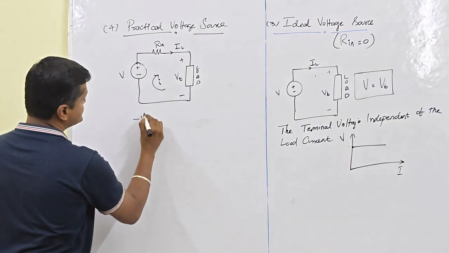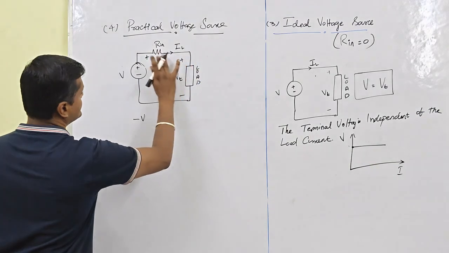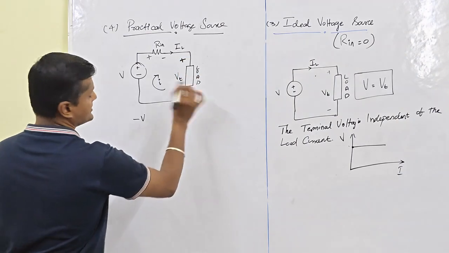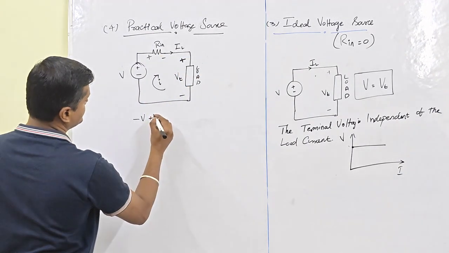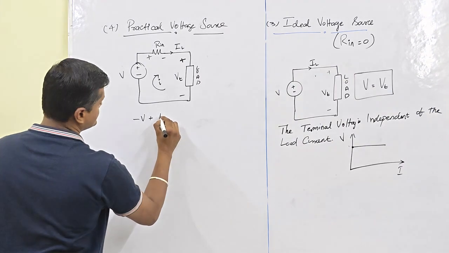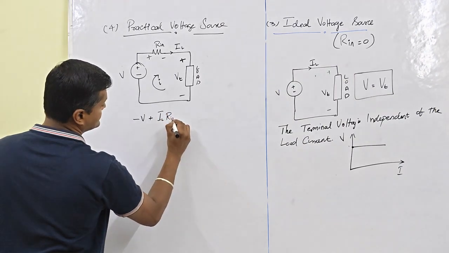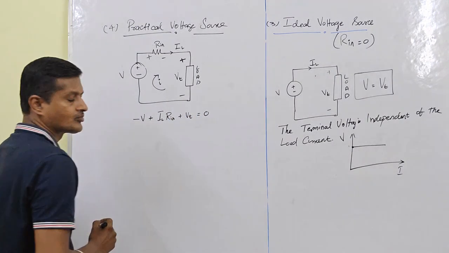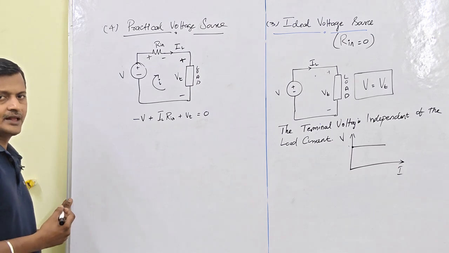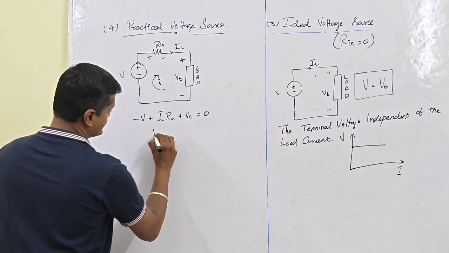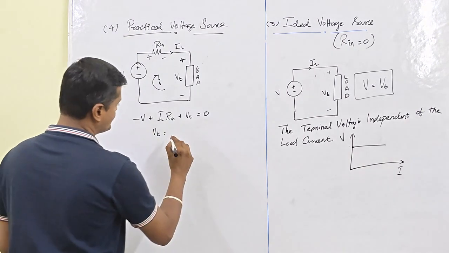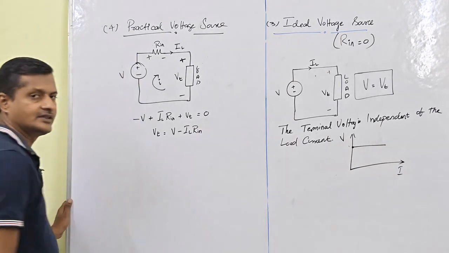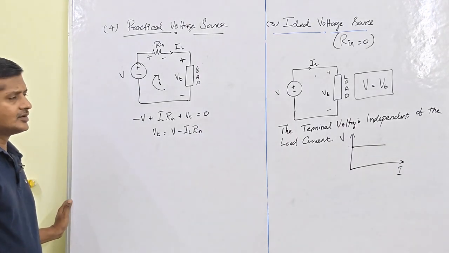So here minus V, plus and minus here, plus and minus. The voltage across the internal resistance is IL into RN, and here plus VT, that is equal to 0 by Kirchhoff's voltage law, right? Rearranging, VT, the terminal voltage, is equal to V, the source voltage, minus IL into RN, is the equation we get, right? Okay.